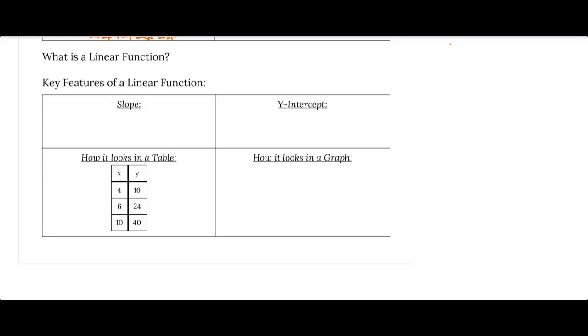Guys, so in class we have spent the last couple of days talking about linear functions and how they look on a graph and in a table and how we see these things going. So I wanted to go ahead and fill out this summary sheet at the bottom of your notes with you. So what is a linear function? That is just a function that has a constant rate of change.